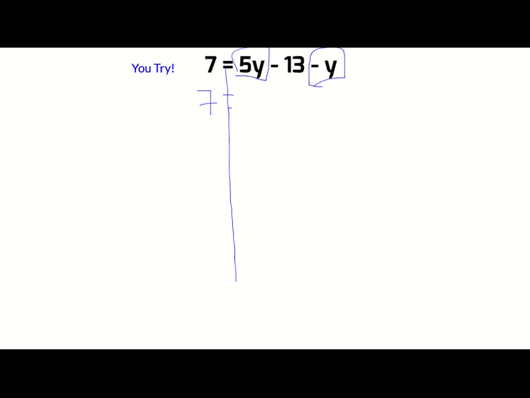Now, one thing to realize is that when we have a negative y, we're going to assume that that's a negative 1 y. So when I combine 5y and negative 1y, remember, we're just combining the coefficients. So 5 minus 1 is 4, and then we're going to keep the y with that. And then just make sure that you drop down the minus 13. We don't want to forget about that piece of our equation. By combining our like terms, we now have a two-step equation. So to get 4y by itself, we have to get rid of minus 13. We're going to add 13 to both sides.